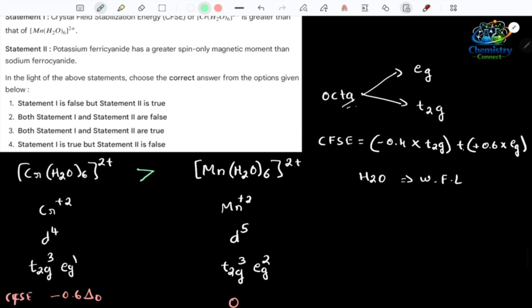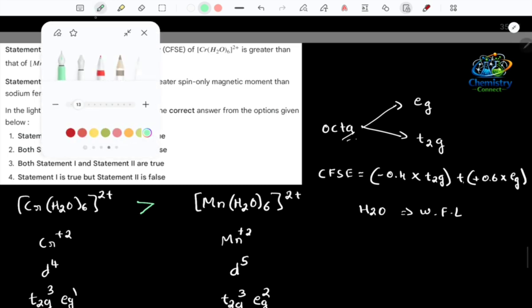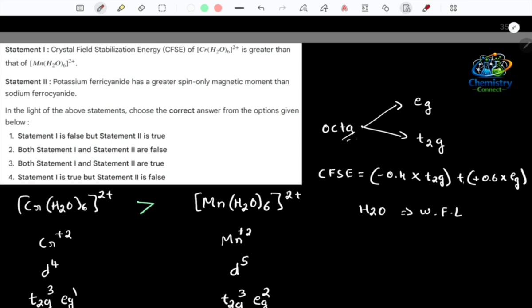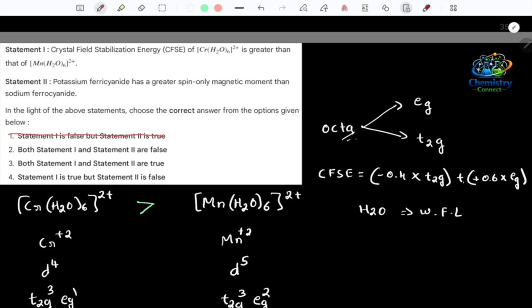I hope you understood here. That means statement 1 is correct, so option 1 will be eliminated, and option 2 is also eliminated. Now we need to check whether statement 2 is correct or wrong: potassium ferricyanide has a greater spin-only magnetic moment than sodium ferrocyanide.